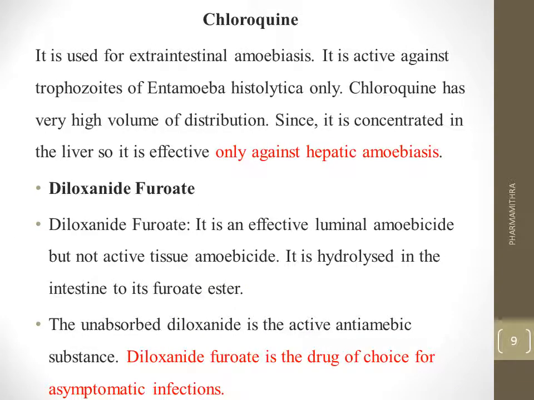Come to the drug chloroquine. It is used for extra-intestinal amoebiasis. It is active against the trophozoite of Entamoeba histolytica only. It has a very high volume of distribution and is concentrated in the liver, so it is effective only against hepatic amoebiasis. The other drugs include diloxanide furoate. It is an effective luminal amoebicide and is the drug of choice for asymptomatic infection. Note it is a luminal amoebicide, not a tissue amoebicide. It is hydrolyzed to the furoate ester, and the unabsorbed diloxanide is the active antiamoebic substance.